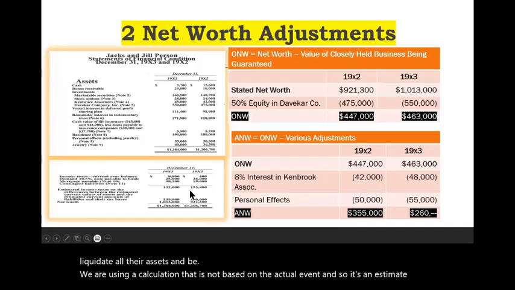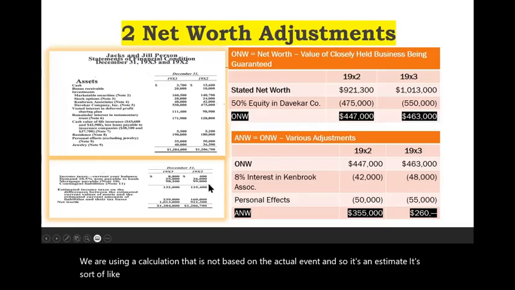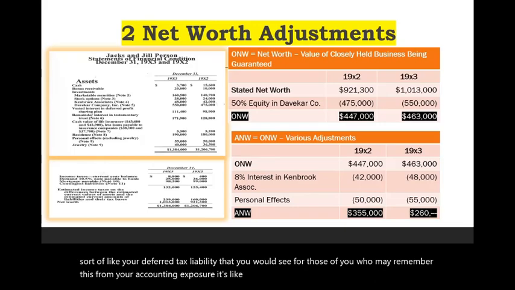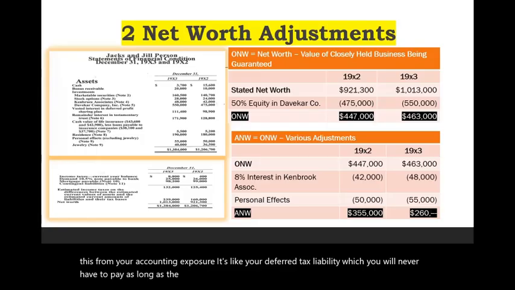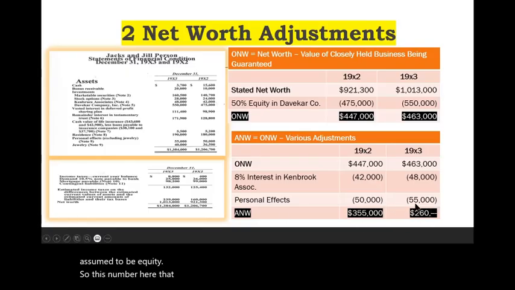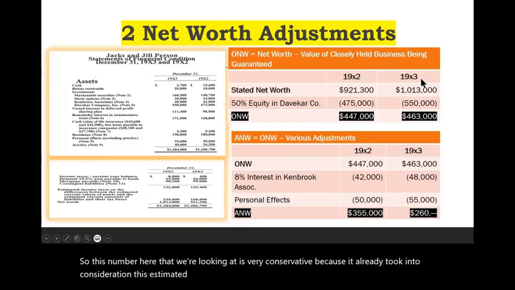It's sort of like your deferred tax liability that you would see, for those of you who may remember this from your accounting exposure. It's like your deferred tax liability, which you will never have to pay as long as the company continues to perform at a certain level. So it's actually assumed to be equity. So this number here that we're looking at is very conservative because it already took into consideration this estimated tax liability from the very beginning when I started the calculation. Any other questions?